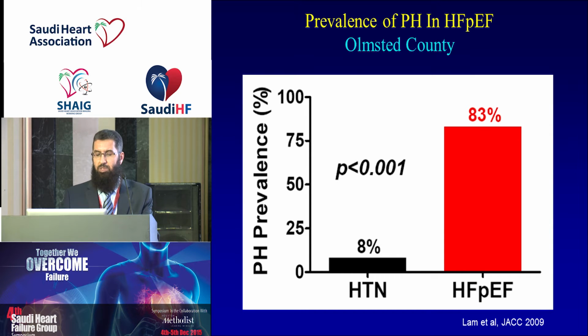And this is from the Olmsted County study from the Mayo Clinic group, and they looked at a group of over 700 patients with hypertension and over 200 patients with HFpEF. You can see that the incidence is really very high in this patient group, at 83%. They used an echo cutoff of RVSP of 35 millimeters of mercury, a somewhat lower threshold in terms of diagnosing pulmonary hypertension.